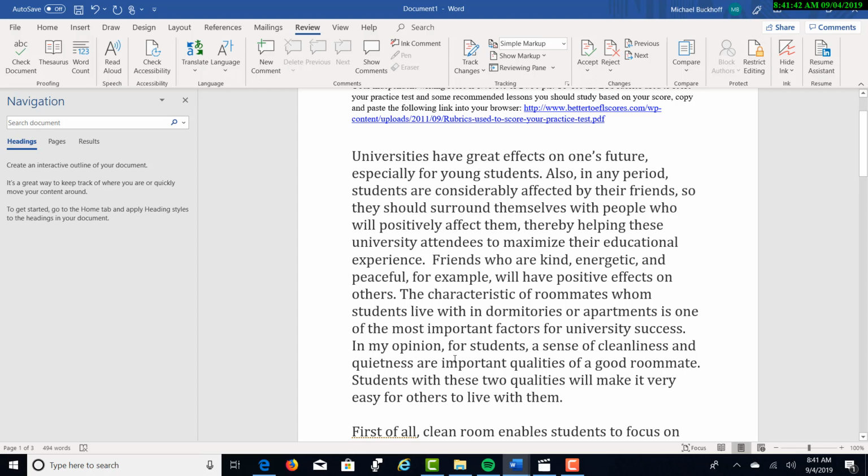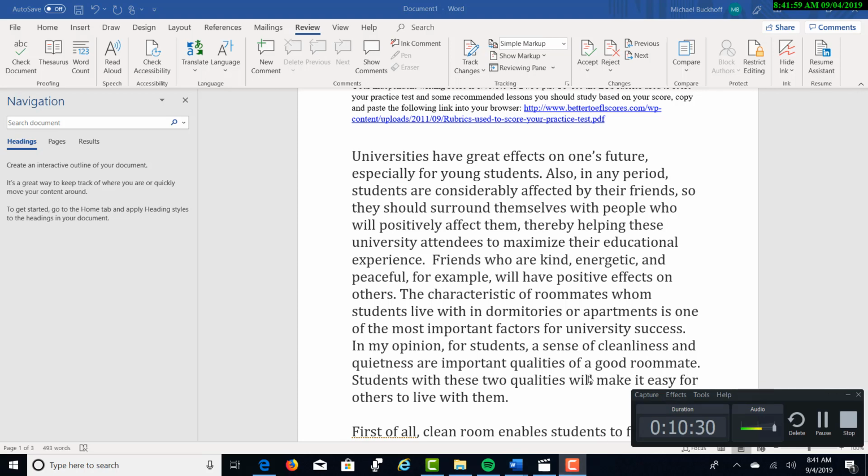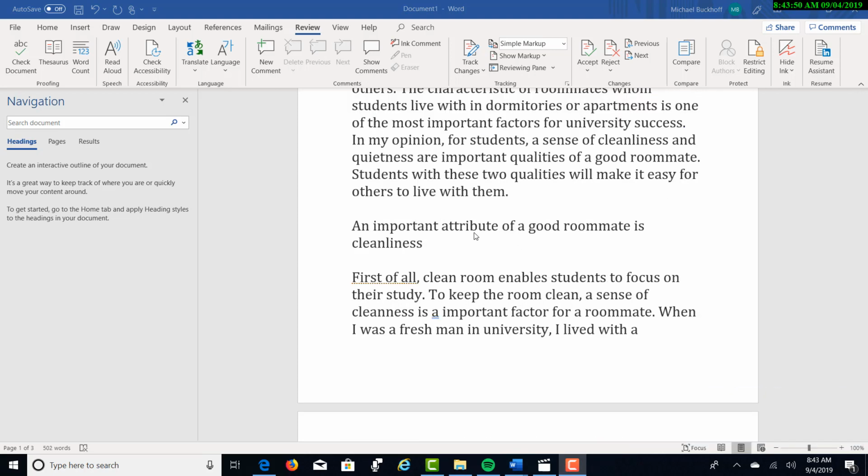Okay, in my opinion, for students, a sense of cleanliness and quietness are important qualities of a good roommate. Students with these two qualities will make it easy. Don't really need the word very here, do we? Will make it easy for others to live with them. All right, so I think we have the introduction set, and you have a good thesis.